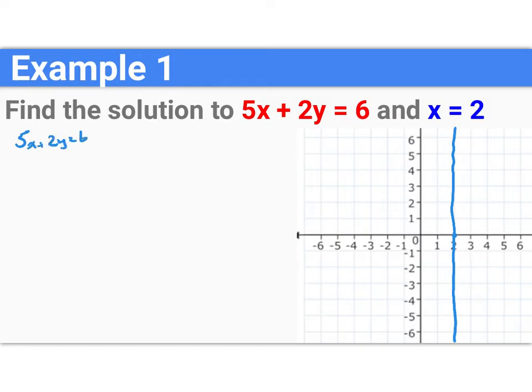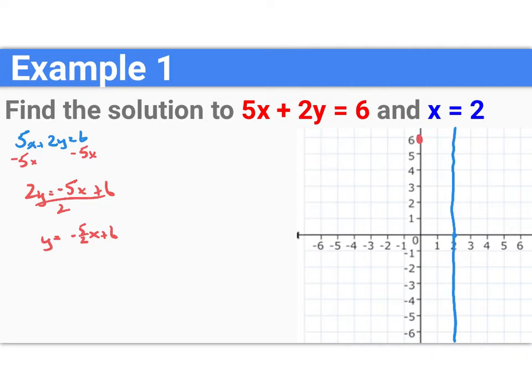I'm going to graph this in slope-intercept form. I'm sorry, I should have put this in red. Minus 5x, 2y equals negative 5x plus 6. Divide everything by 2. y equals negative 5 halves x plus 3. So when x is 0, y is 3.